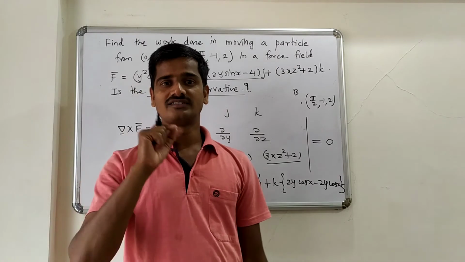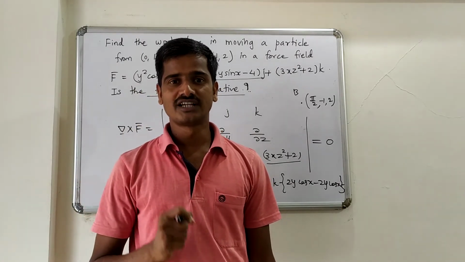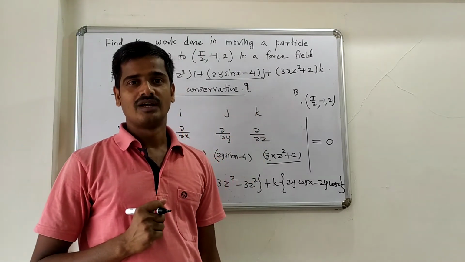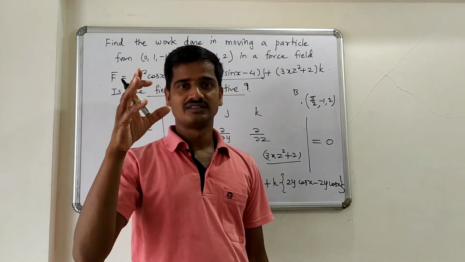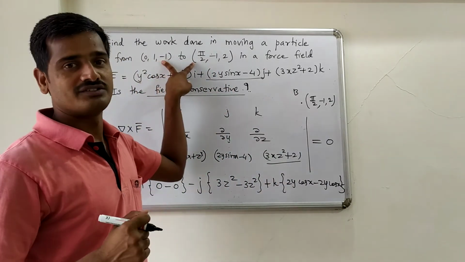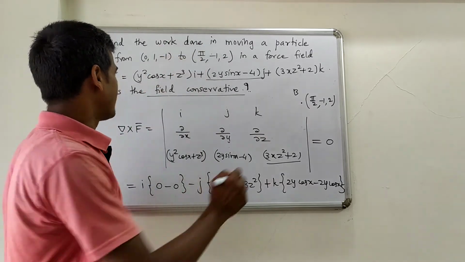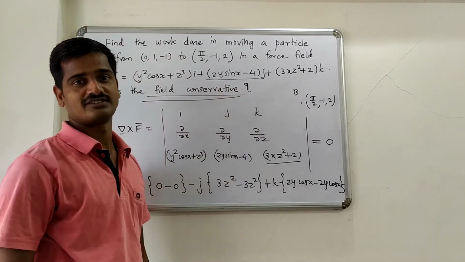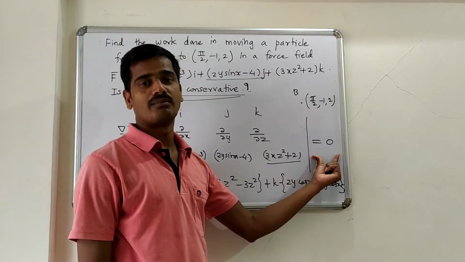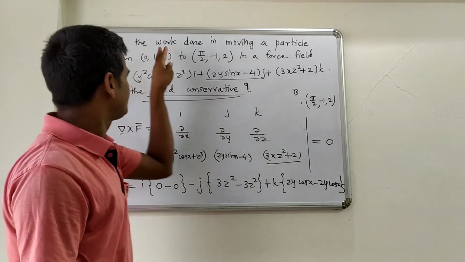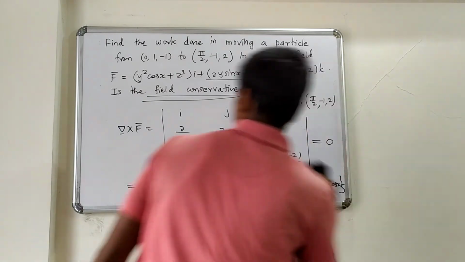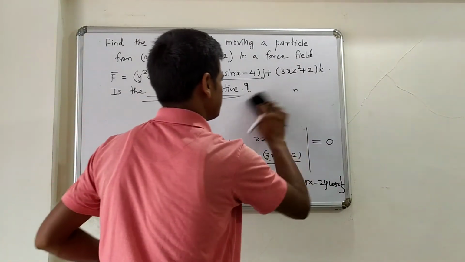And once we say F bar is conservative, the work done is independent of the path joining the 2 points, because for every path you will get the same answer. Now how to find out this work done? So I have answered the second question first. I say that del cross F bar is 0, therefore F bar is conservative. Now it is very easy to find out the work done for a conservative field. Now I answer the first question.